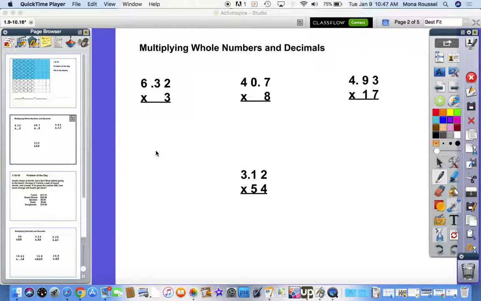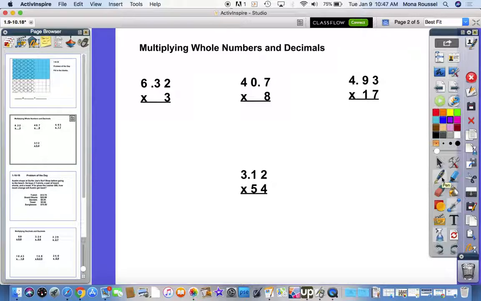We're going to multiply whole numbers times decimals. When we multiply with decimals, we don't have to worry about lining up decimal points like we did when we added and subtracted. What we'll do is multiply as if the decimal is not there and then put the decimal in its correct place in the product when we're finished.